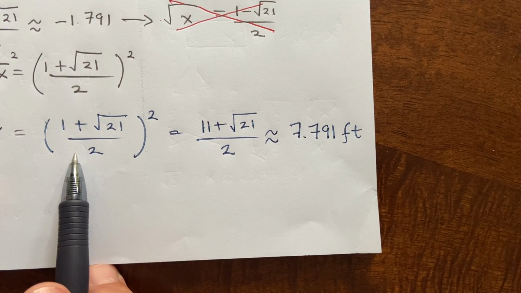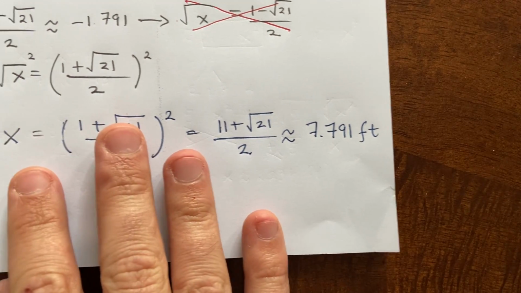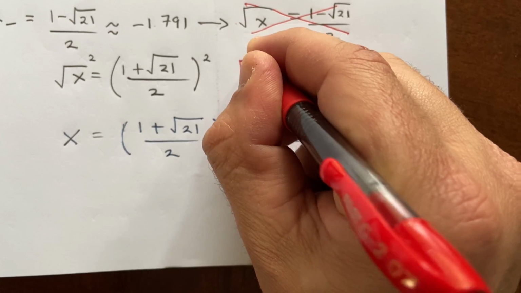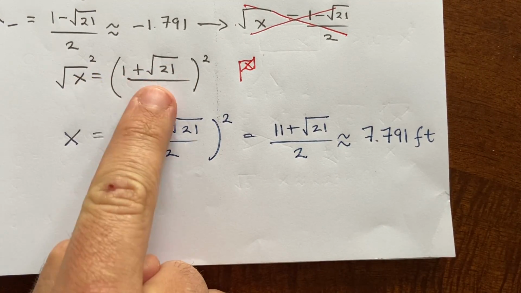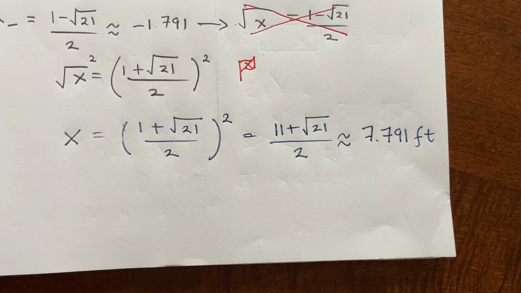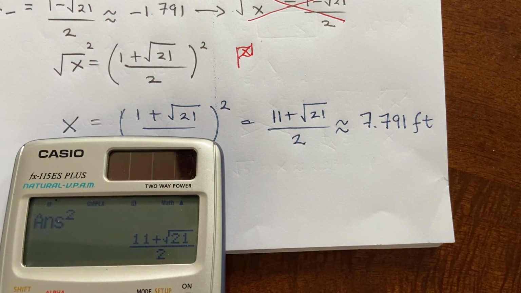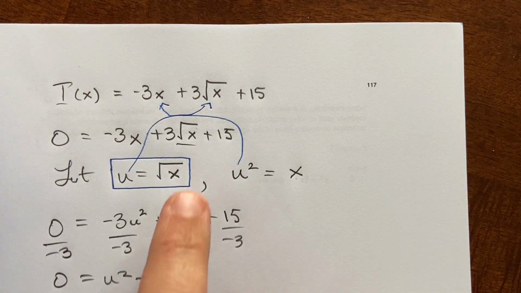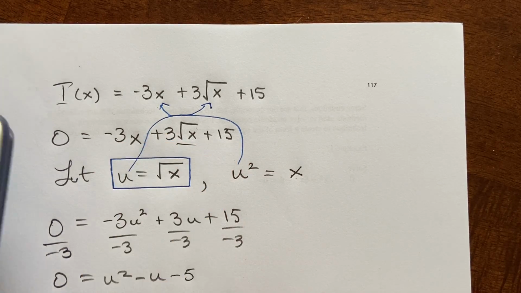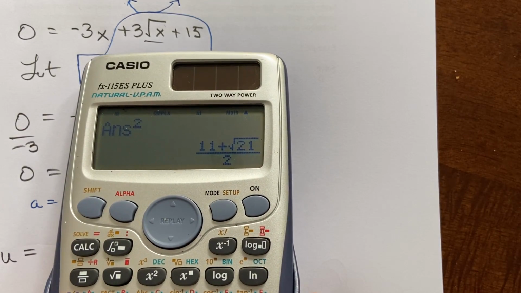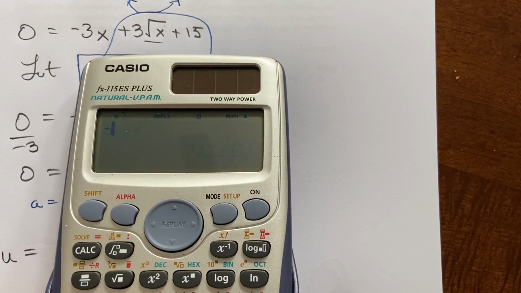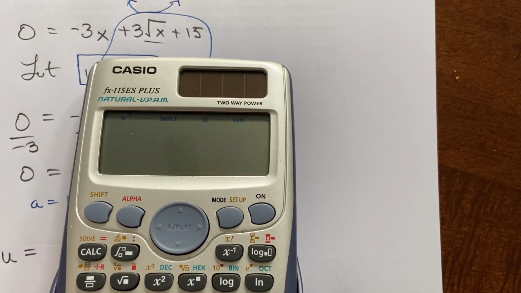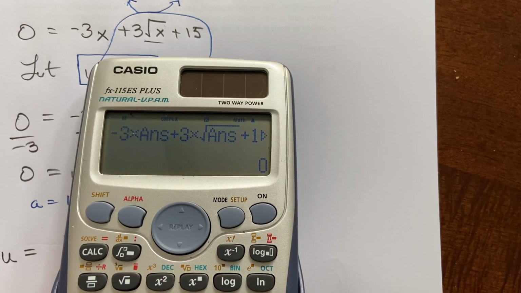Okay. I did square to solve right here, right? So this would be a potential little red flag moment, because squaring to solve means that extraneous solutions could appear. So here was the x that our solution is. So if I go back here and just check that I get a 0, just to make sure it's not an extraneous solution, I'll plug that number into this equation right here. So negative 3 times answer, plus 3 times the square root of answer, plus 15, I'm hoping for a 0. Yep. So the number I got is not extraneous.